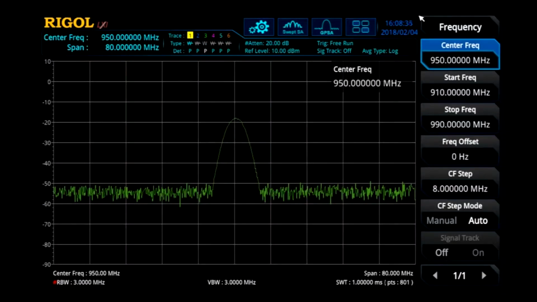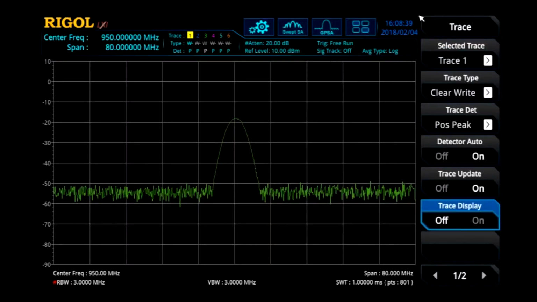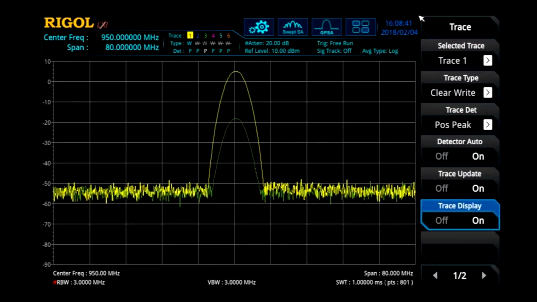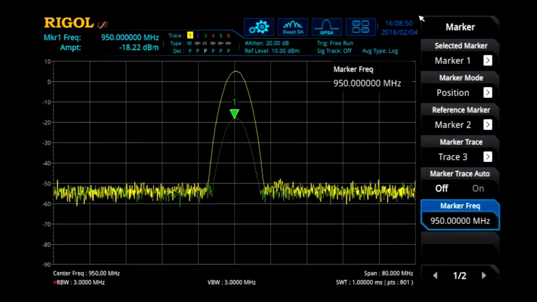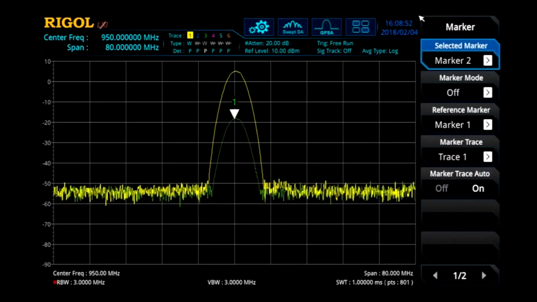Next, let's measure an amplifier. First, we measure the power of a fixed signal without the amplifier and have frozen that in green. Now, we can connect our amplifier, turn that on in another trace, and we can see the difference, the output, the amplification at the center frequency of 950 megahertz.